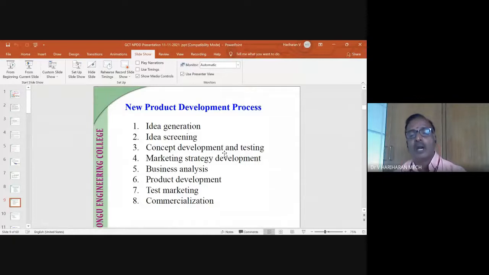Then after analyzing all these things, you have to go for commercialization. That is to properly launch your product to the market. That is the different processes. These are the processes that can be involved in any new product development. If you fail in any one process in this, then you will not survive for a longer time in the market. That is the basic condition.